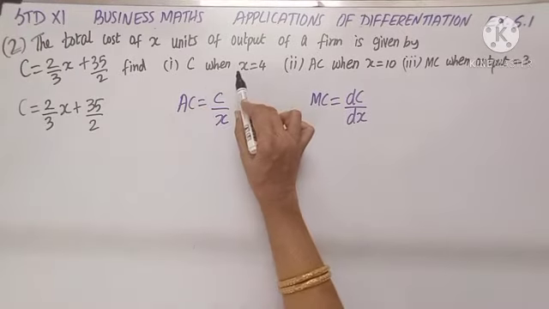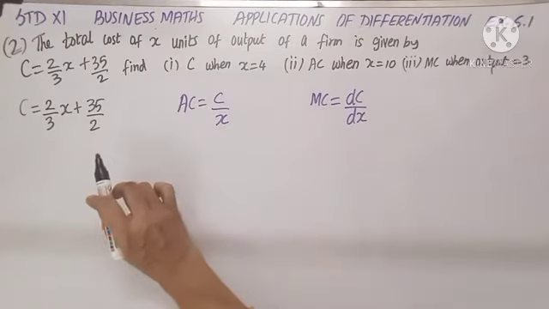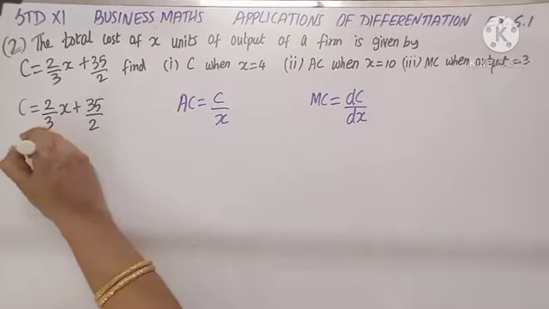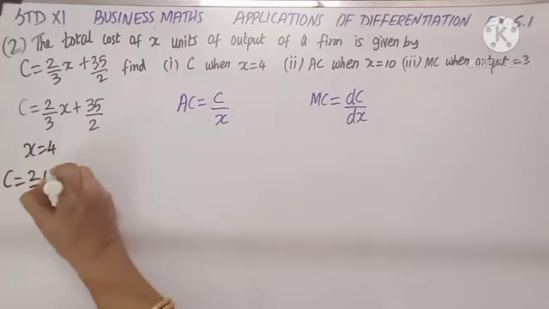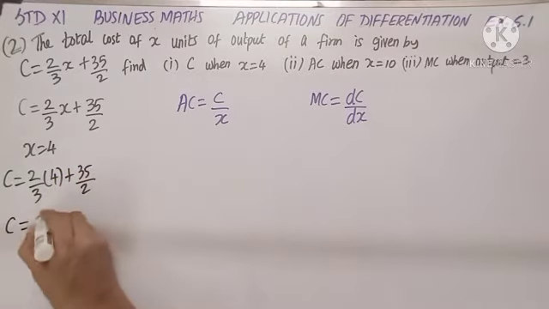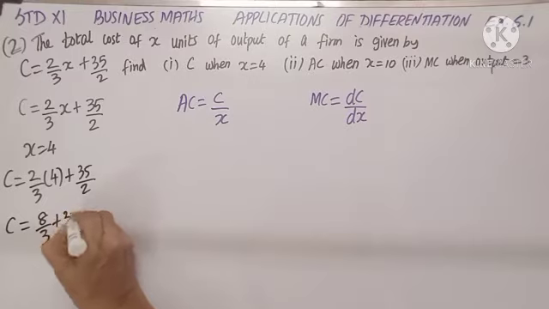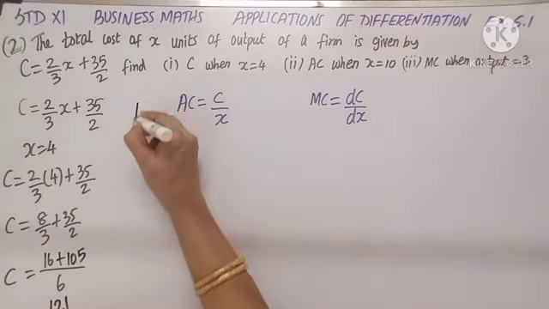Cost when x is equal to 4. The output we call as x. So when x is equal to 4, C equals, just to substitute, 2 by 3 into 4 plus 35 by 2. 8 by 3 plus 35 by 2. Taking LCM, cross multiplying, it is 16 plus 105 by 6 or 121 by 6.